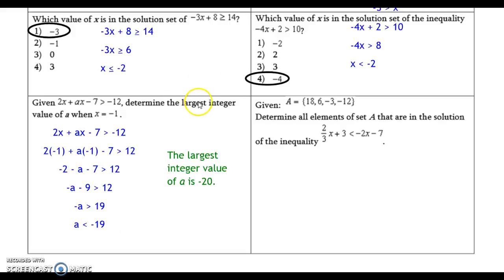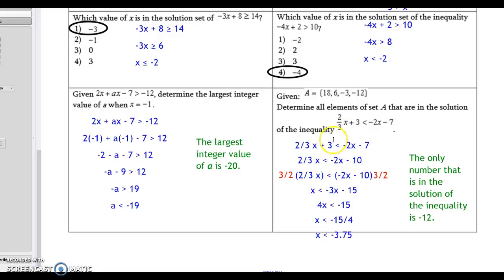We're looking for the largest possible integer value of a. Well, if a must be less than -19, it could be -20 or -21 or -22 or -100, but the largest possible integer value of a is going to be -20. It's the first integer that you come up to once you go below -19. Next, we're going to try to do that last problem in the problem set. Pause the video now.